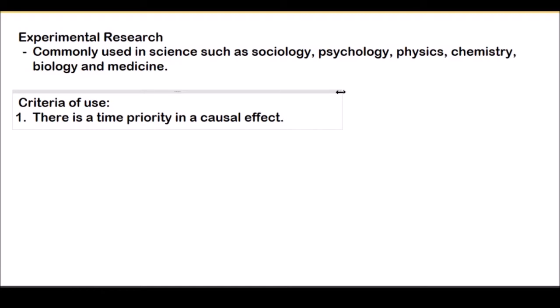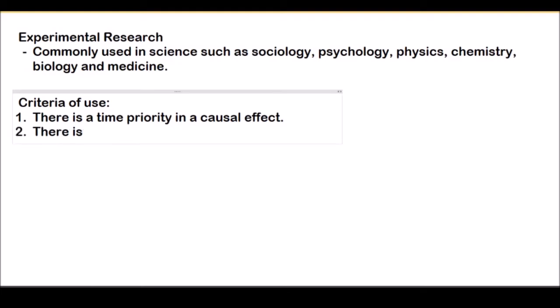For example, if you are going to see which of the following metals, for example, iron, aluminum, copper, can withstand rusting? I believe that the answer would be aluminum. But let's just say that you are going to have that study. If, for example, the study needs 3 months, so there is a time priority for you to see the effect of such phenomenon. So you need to have experimental research.